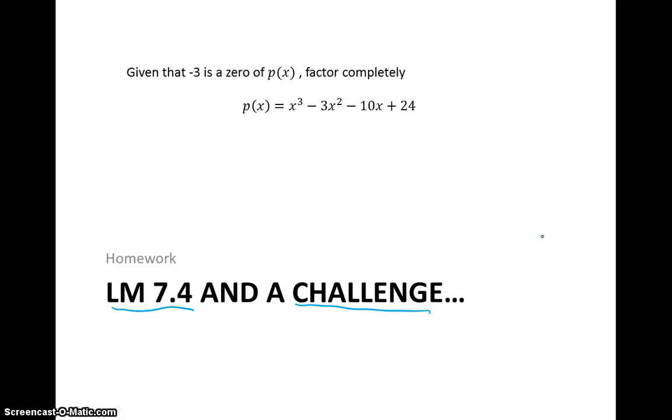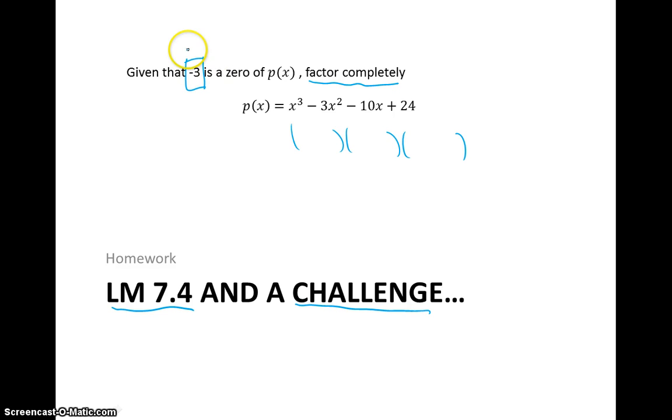And let's take a look here. I give you that negative 3 is a zero, and I want you to factor this completely. So we have a cubic, so you should end up with 3 factors. I tell you one of the zeros, so you can use the factor theorem to know what one of those factors is. But because I know one factor doesn't mean I know the other 2. So what I want you to do is think about how could I figure out what those other 2 factors are. And the last hint I'll give you is that it's going to use some kind of division.